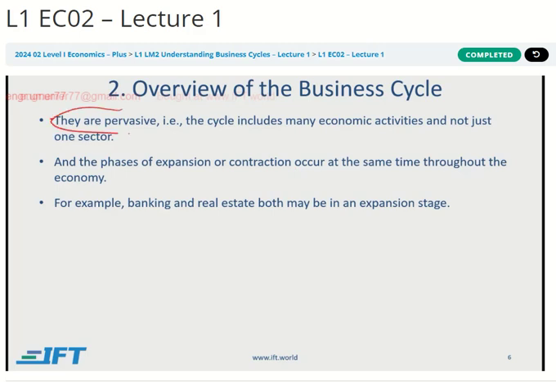Right. So coming back to the overview, and I said this is kind of like a domino effect, right? So it's pervasive. It's not just in one sector. It might start in banking and real estate where they start giving the loans and they ease the condition for the loans, and then the real estate picks up, and then the construction sector picks up, and the next thing you know, car sales are going up, durable sales are going up. So the expansion happens all together, then the contraction happens all together throughout the economy, one after the other.